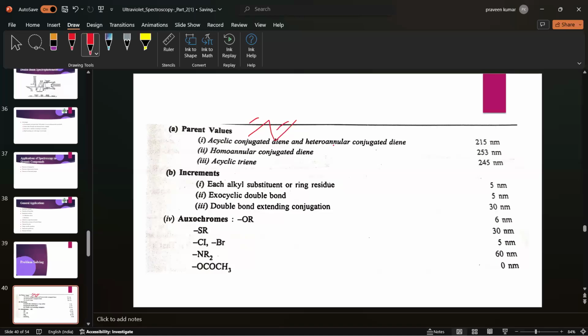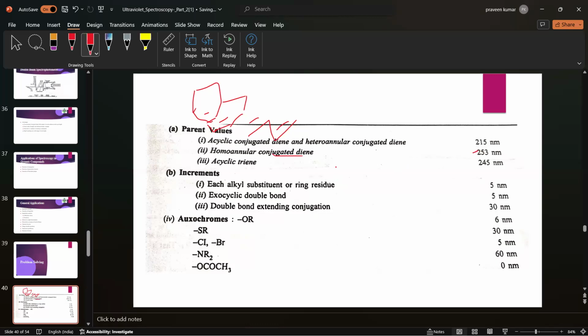Here you are exposed to two terminologies: homoannular and heteroannular. Homoannular is where the double bonds are present within a single ring system, for example benzene. Heteroannular is a conjugation system where the double bonds are shifted to two different ring systems. These are the base values. For acyclic dienes, it is 215, or sometimes 217 nanometers. Homoannular conjugated dienes are 253.